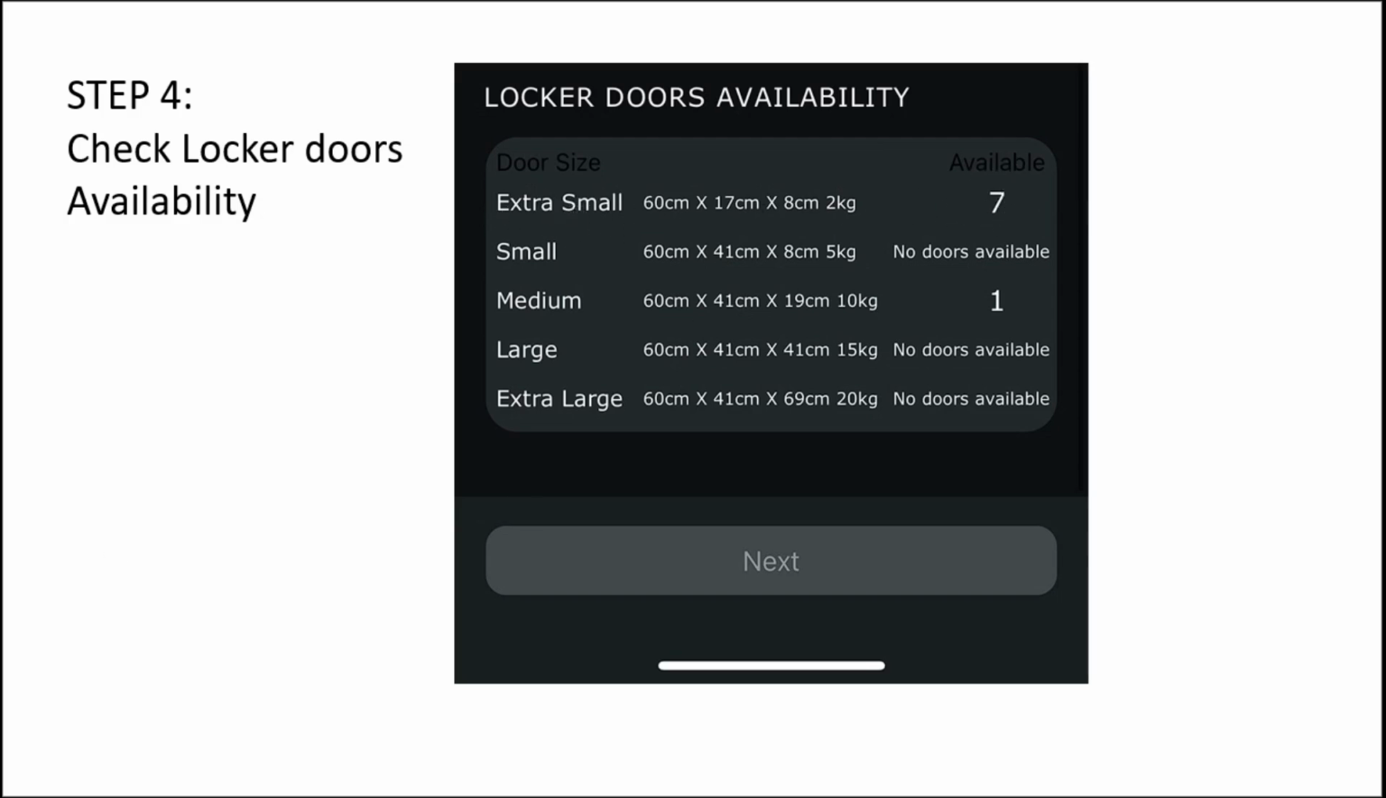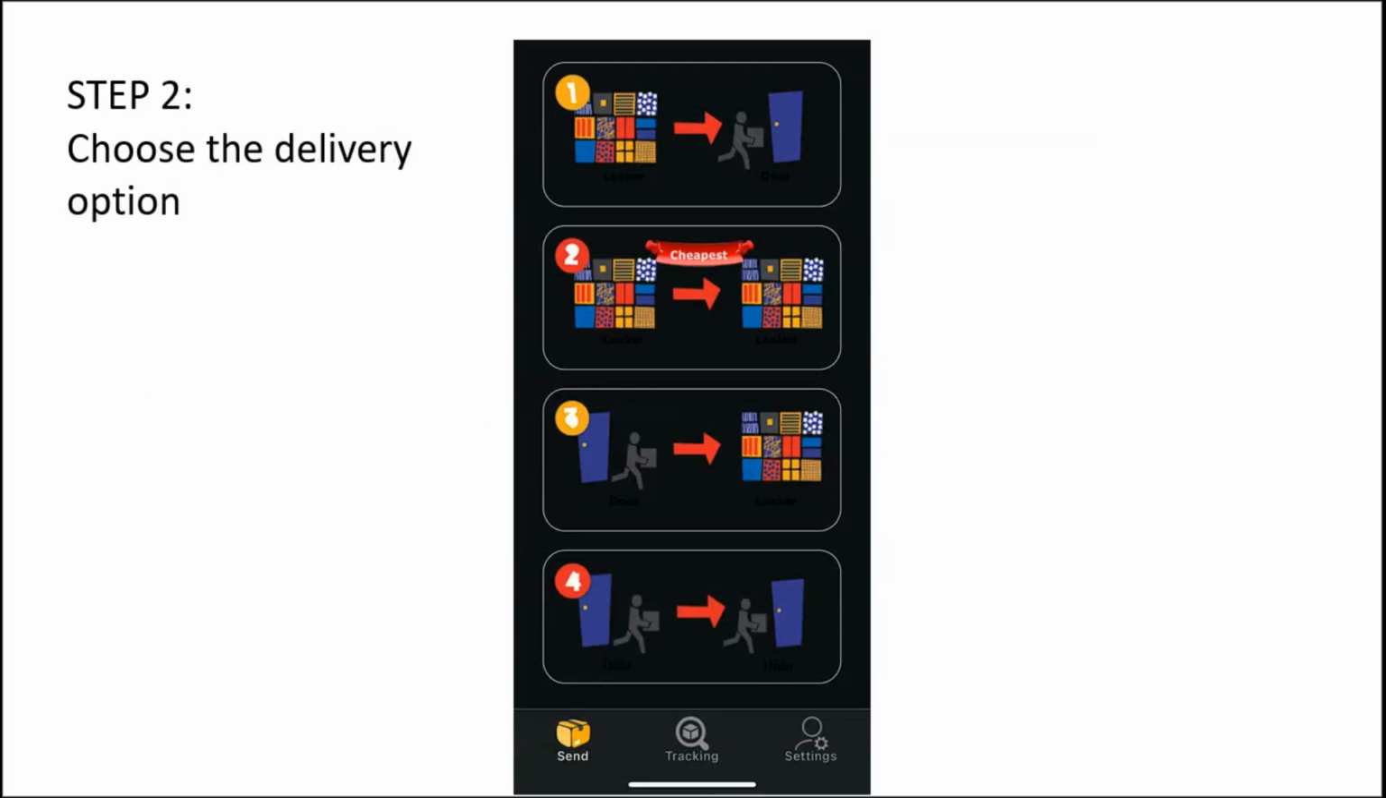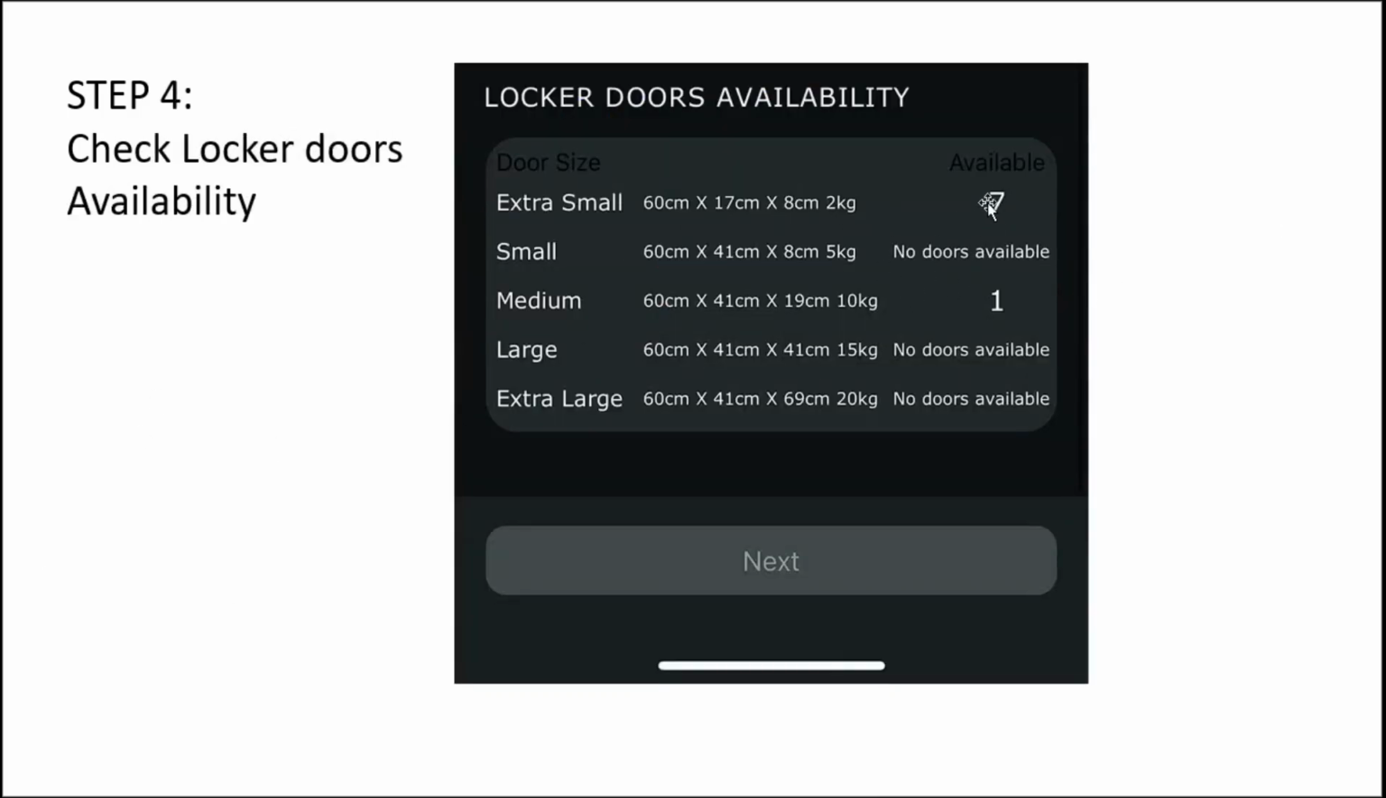Oh, by the way, did I mention that for this example, I'm doing a locker to locker? Okay, so the sender is going for a locker, so there are 7 extra small lockers available, and there's 1 medium locker available. Okay, no doors available. That means all the size is booked out. Similarly for large and extra large. Generally, for a particular locker location, there are a lot more extra small and small lockers compared to large and extra large. Okay, and they're generally the more common ones.